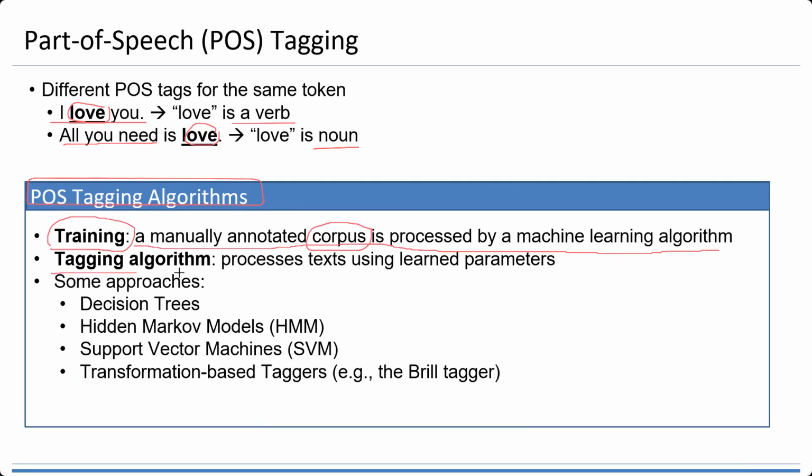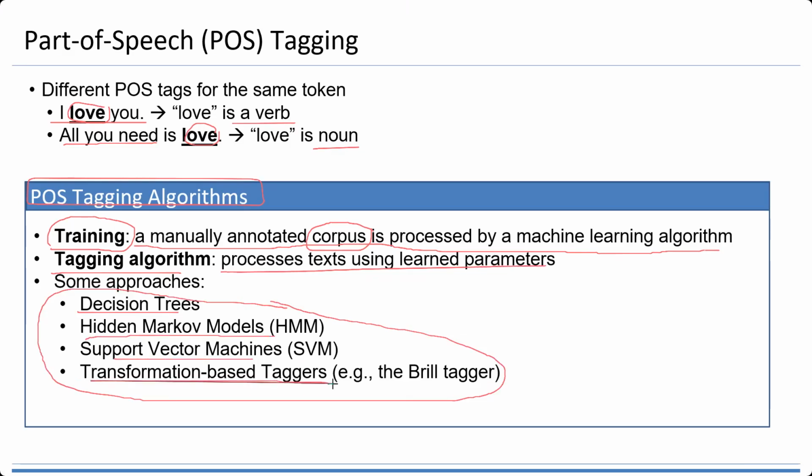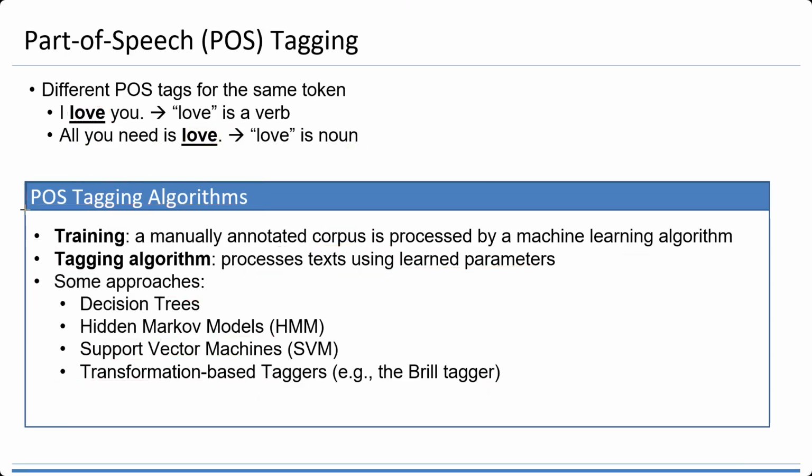And the tagging algorithm is processing the text using the learned parameters. I will not discuss the POS tagging in detail, but we can use a decision tree, hidden Markov model, SVM, transformation-based taggers, etc. for the POS tagging algorithm.